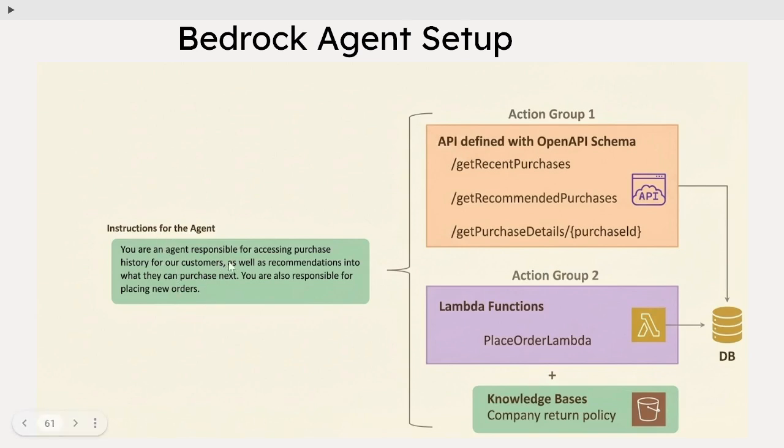So here you can see that you are an agent responsible for accessing the purchase history of our customers, as well as recommendations on what they can purchase next. You are also responsible for placing new orders. Here you can see that the API is defined with an OpenAPI schema. You need 3 action groups: get recent purchases, get recommended purchases, and get purchase details. And another action group is placing the order, and also to see the company's return policy, all along fetched with a database.